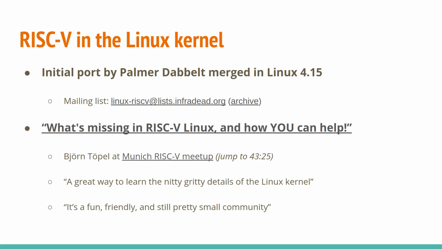So last year, Björn Töpel gave an interesting talk at the Munich RISC-V meetup about what's missing in RISC-V Linux and how you can help. And he made the point that the RISC-V architecture support in Linux is still relatively new compared to other architectures. So it's a great way to jump in and learn the nitty-gritty details of the Linux kernel. And also because it's a relatively newer architecture, it's still a pretty small community, so it's a great time to get involved with one of the architecture communities in Linux.